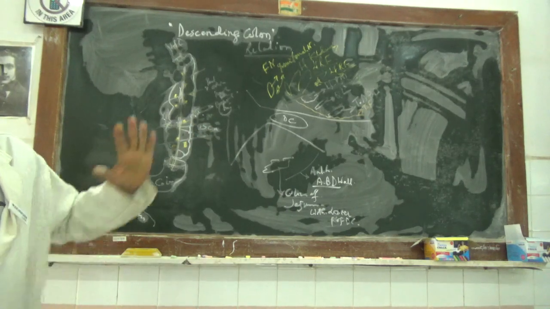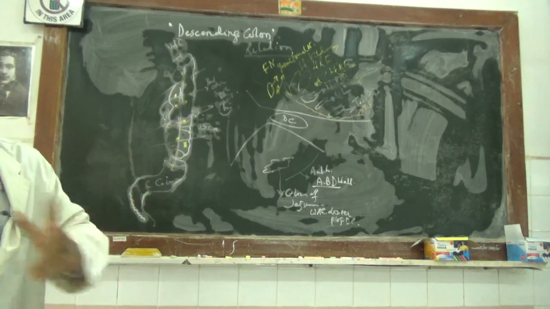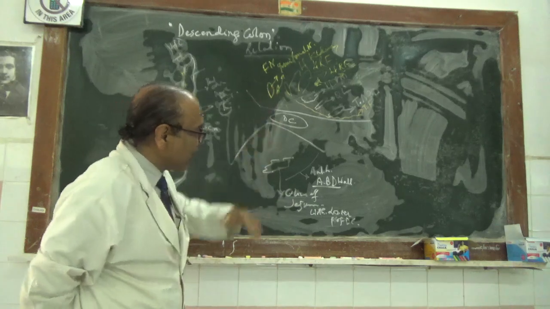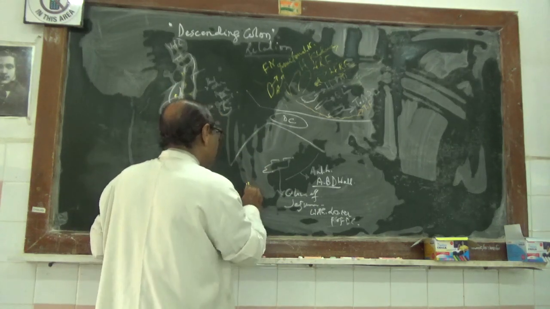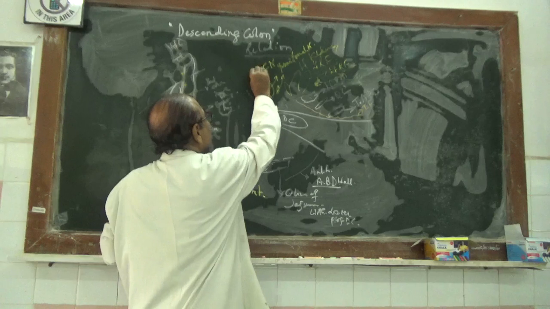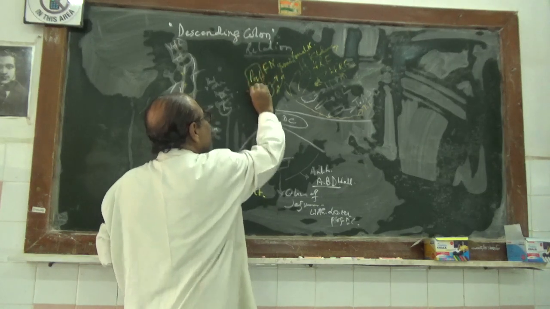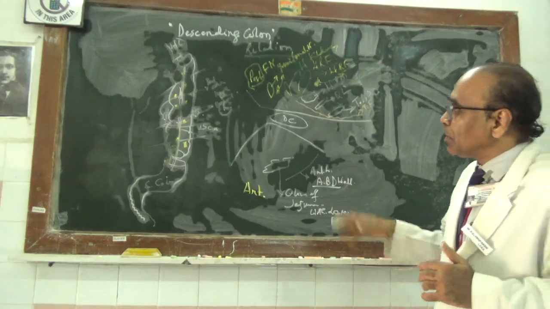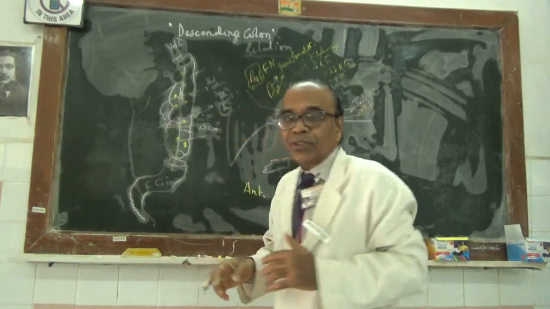Now, after having had this, there are only two relations. Now those two relations are what? Anterior and posterior. So this is anterior, so this is the posterior. So this is what it is about. Now let us go to the internal part of this.